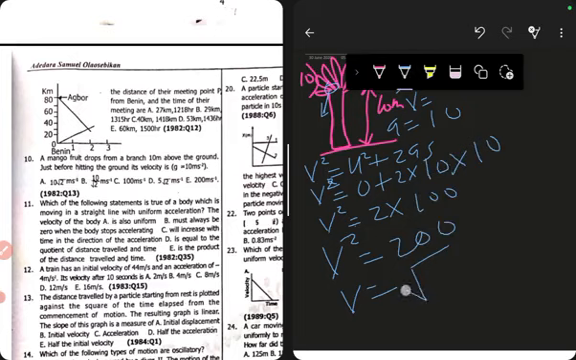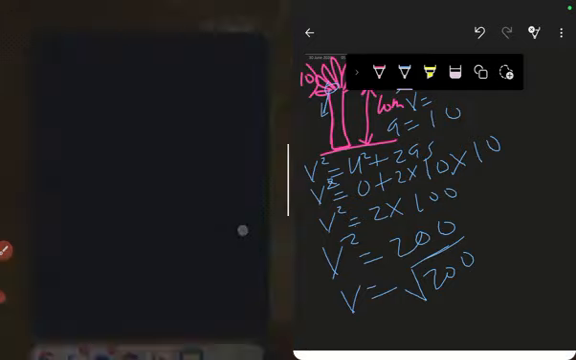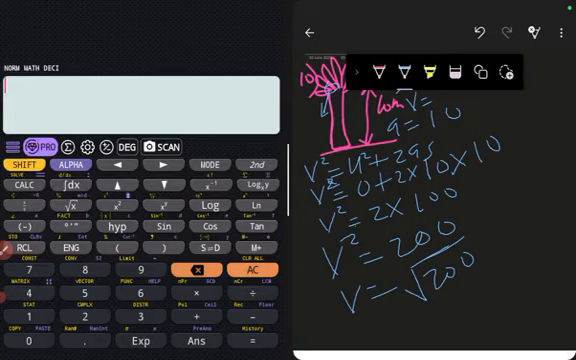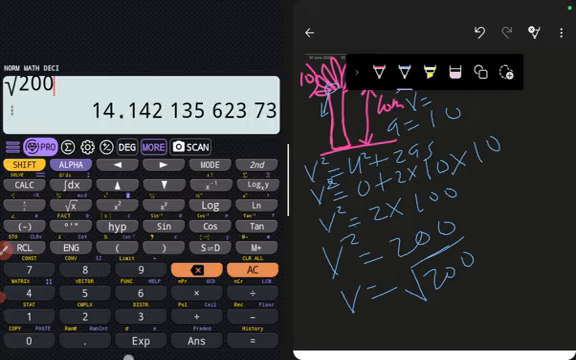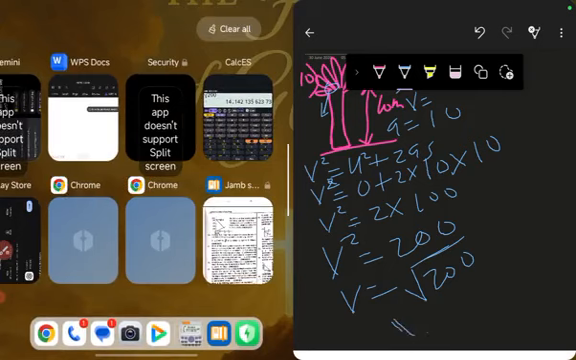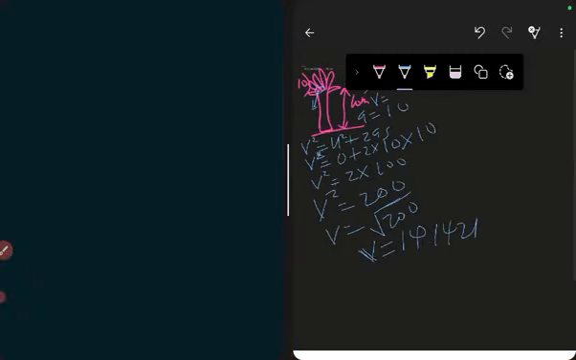So here will now be the square root of 200. Now let's do the square root of 200. What does it give me? 14.1421. So v is equal to 14.1421. So let's see which of the options match our answer.